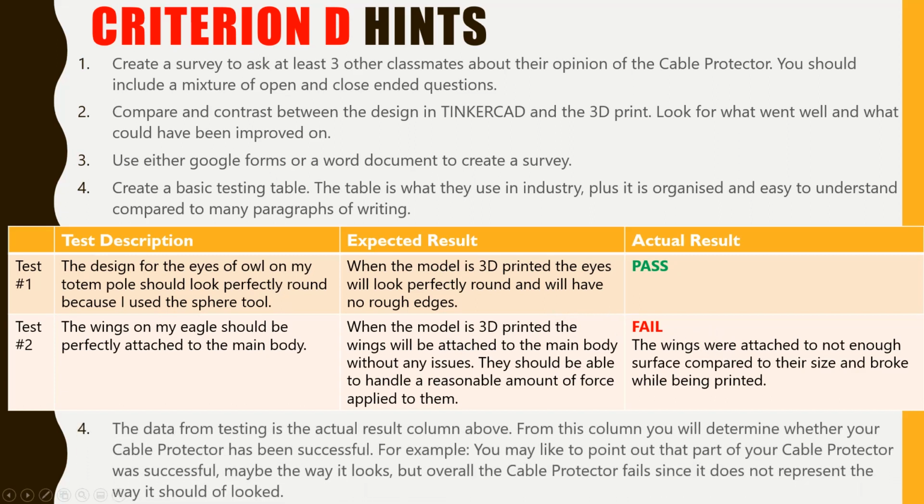So the data from testing is the actual results column from above. From this column, you'll be able to determine whether your cable protector was successful or not. For example, you might want to point out part of your cable protector was successful, maybe the way that it looks, but overall the cable protector failed because it didn't represent the way it should have looked in its final image when you 3D printed it.